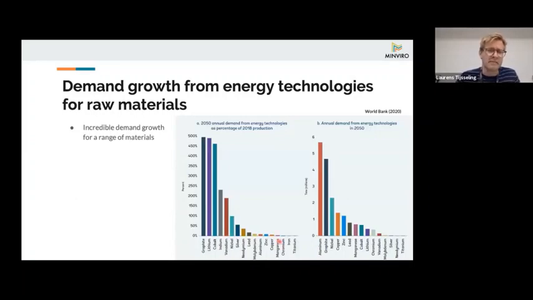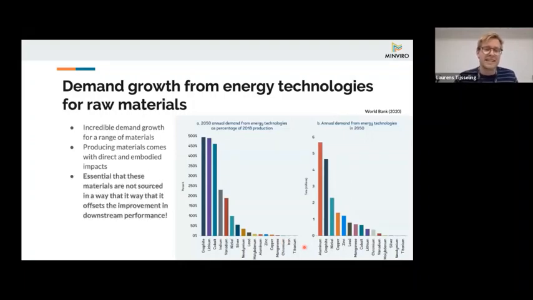And one thing that's really important to consider from that perspective as well is that the sourcing of these materials that we want to use in the low carbon economy will come with direct and embodied impacts. These materials must not be sourced in a way that offsets the improvement in downstream performance. As you can imagine, if we're trying to move towards an EV mobility fleet, and the materials that are enabling us to do that are sourced in a way that has an incredibly high environmental footprint associated with it, that doesn't make any sense.